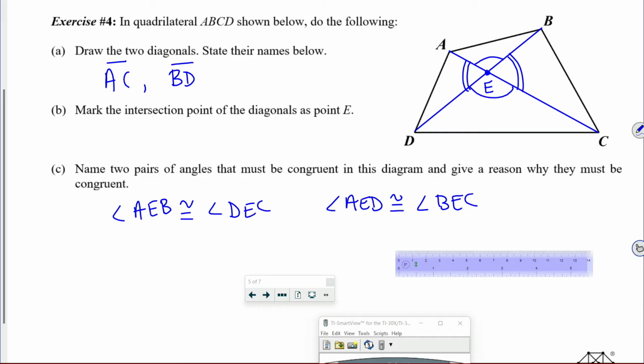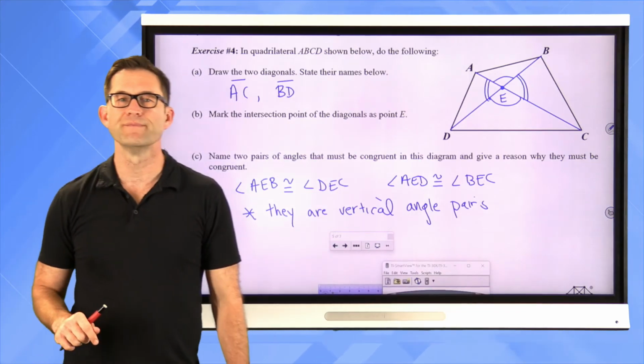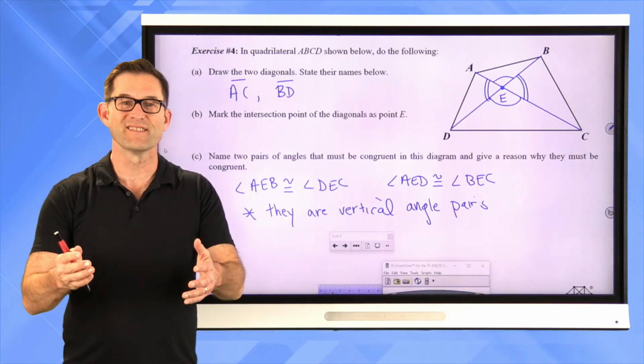And I know that they're congruent because they are vertical angle pairs. And those vertical angle pairs are going to become important for us eventually. You can see this coming, right?